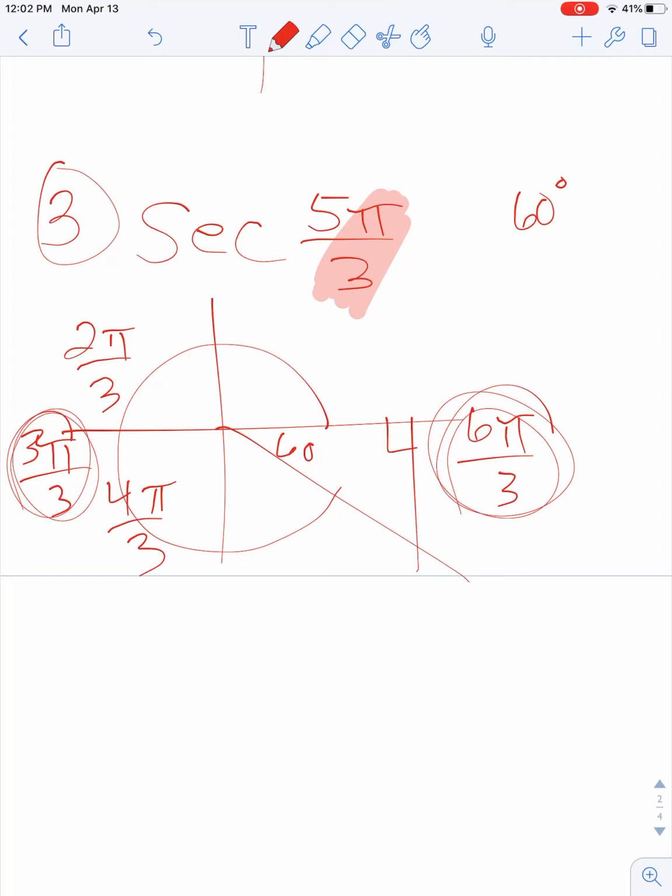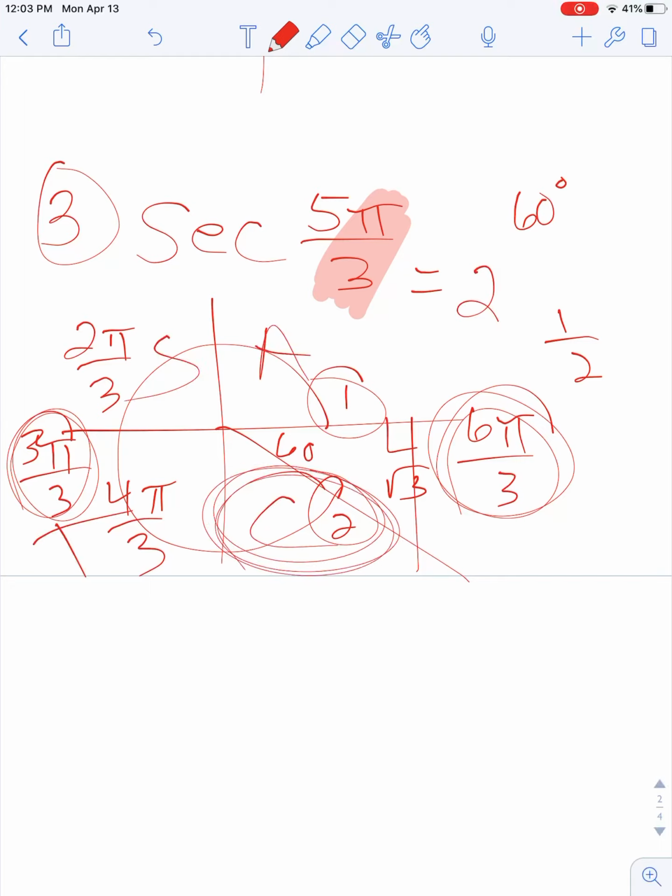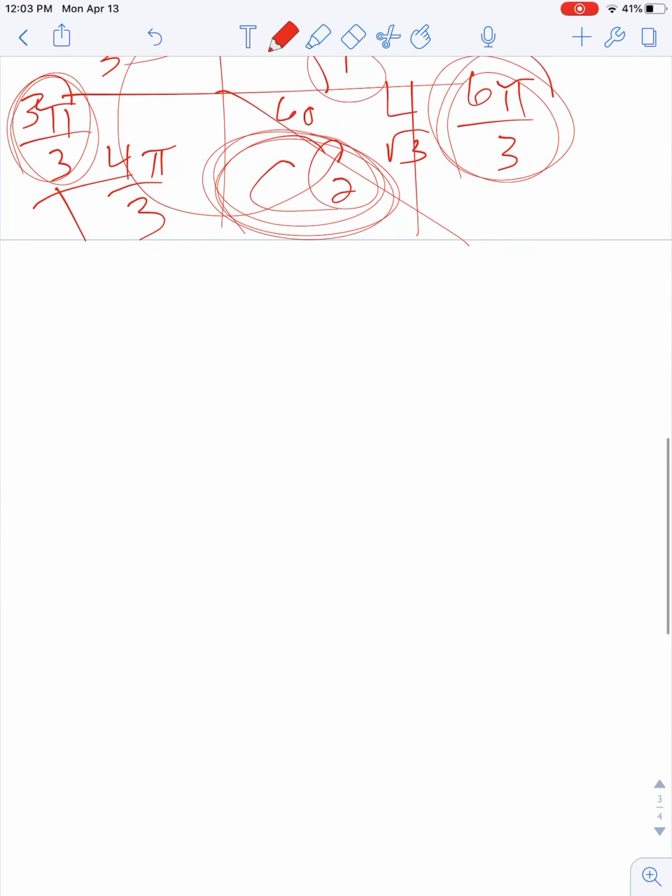When I see secant, I think cosine. So I label my triangle. I'm thinking cosine is adjacent over hypotenuse, 1/2. But then I need to flip that. So I get 2 over 1. And is it positive or negative if we're in the fourth quadrant? All students take calculus. This goes along with cosine, so it's a positive 2. Okay, so you're always looking: what quadrant are we in? What's my reference angle?